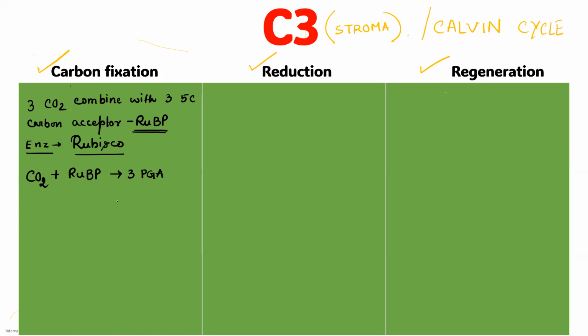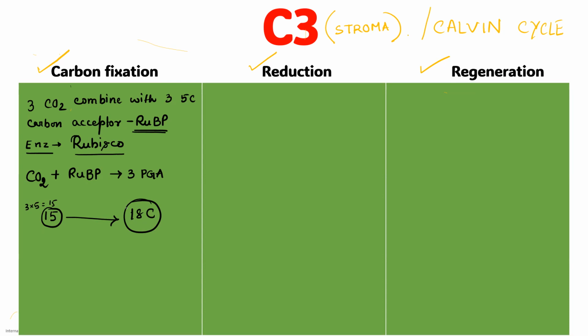See here what is actually happening. 3 5-carbon compounds means what? 3 into 5 is equal to 15. 15 carbons with 3 CO2 is forming an 18-carbon compound, right? 18 carbon means what? 18 carbon means 6 molecules of 3-PGA. 6 molecules of 3-PGA, that means 6 into 3, 18. Clear?